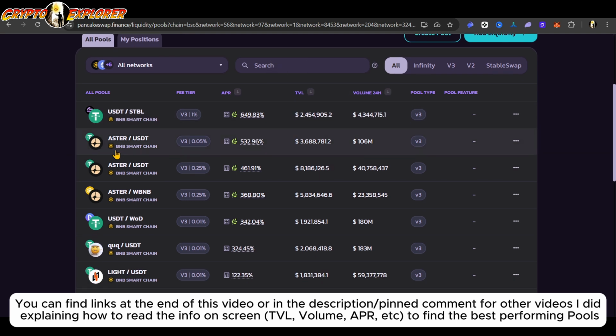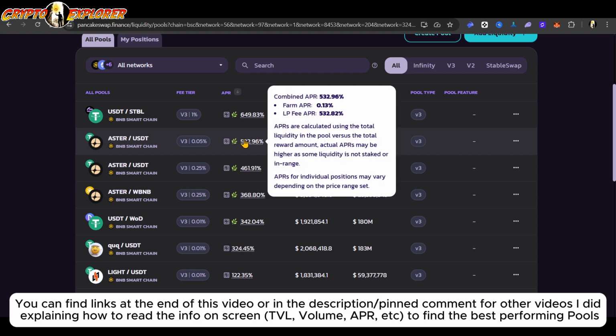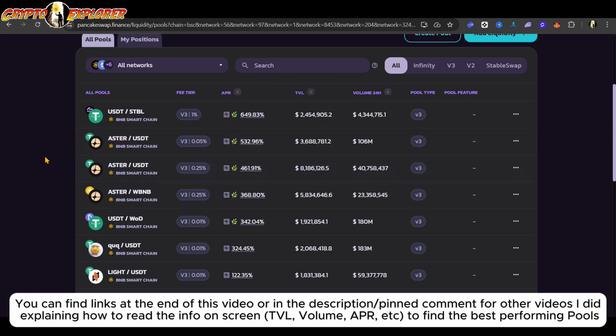For example, recently this one has been trending. Aster has been a highly traded token in the past few days at least, and you can see the TVL is 3 million, but the volume is over 100 million. So it's a really good ratio. That's also why you see these high triple-digit APRs on it. All right, so that's just the basics of selecting a profitable liquidity pair.